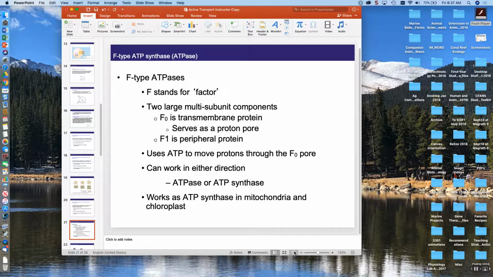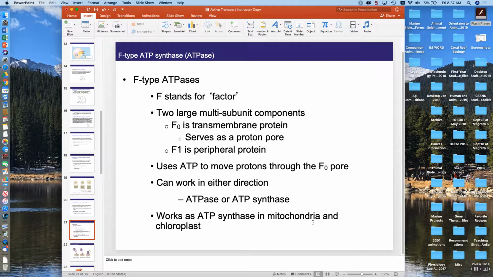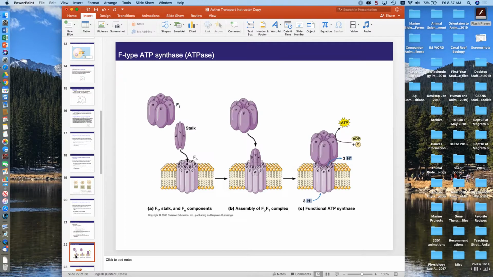This is another example of a primary active transporter. This is the F-type ATPase. F actually stands for factor. And it's a very large primary active transporter. This is the F-type ATPase. I'm going to talk about it as an ATPase first. This is under active transport, your lecture on Canvas.